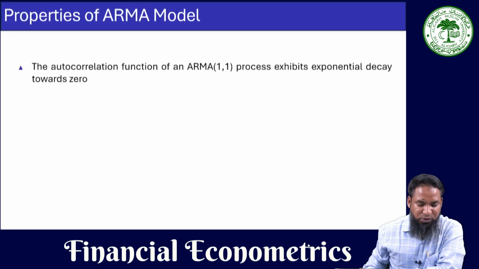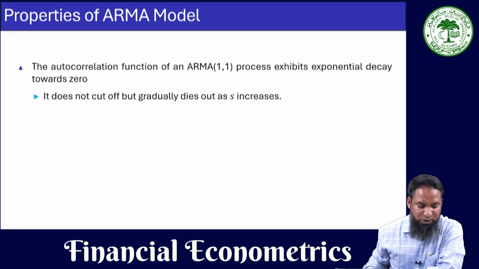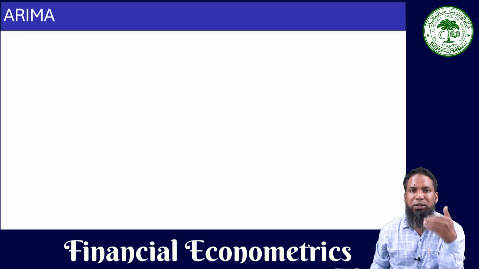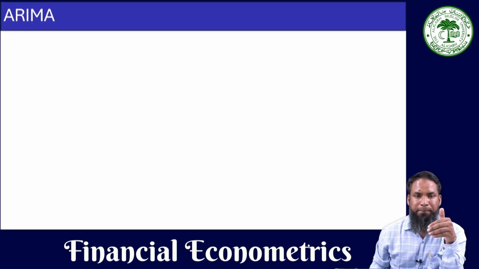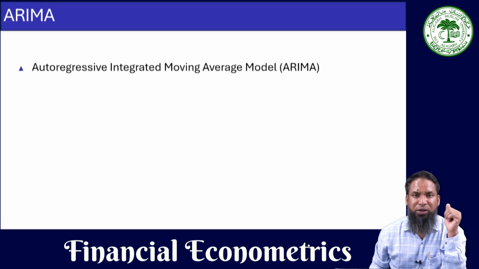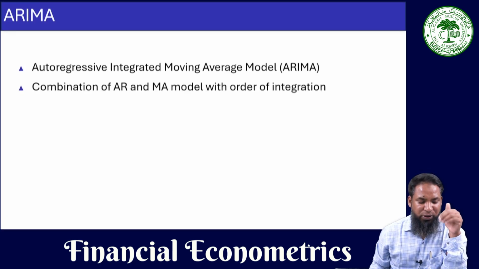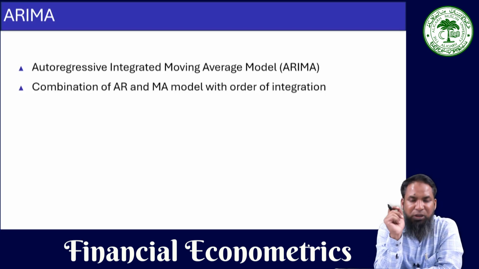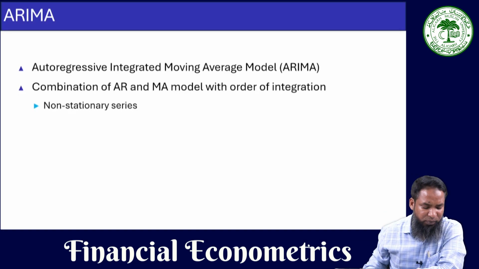So the autocorrelation function of an ARMA(1) process exhibits exponential decay; it does not cut off. Then we have another extension of the ARMA model, what we call the ARIMA model. ARIMA stands for autoregressive integrated moving average model. Basically, this is the combination of AR, autoregression, and moving average models, with an order of integration, that is, the non-stationarity in the series.